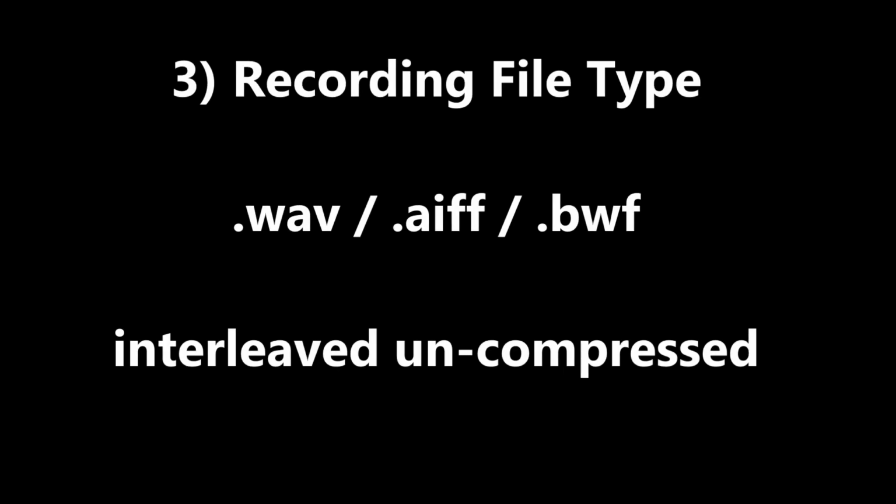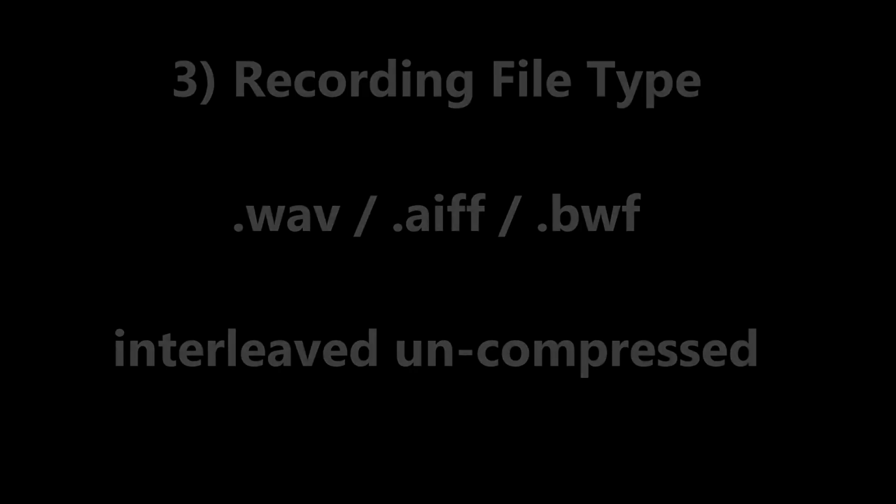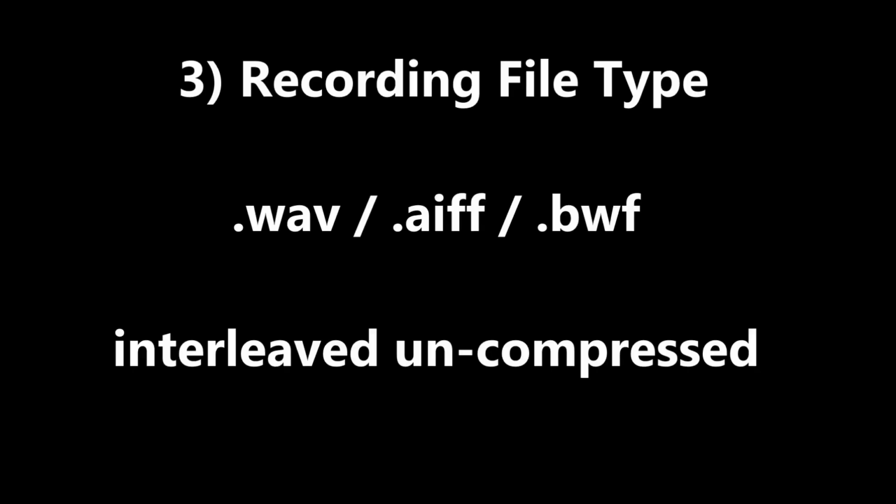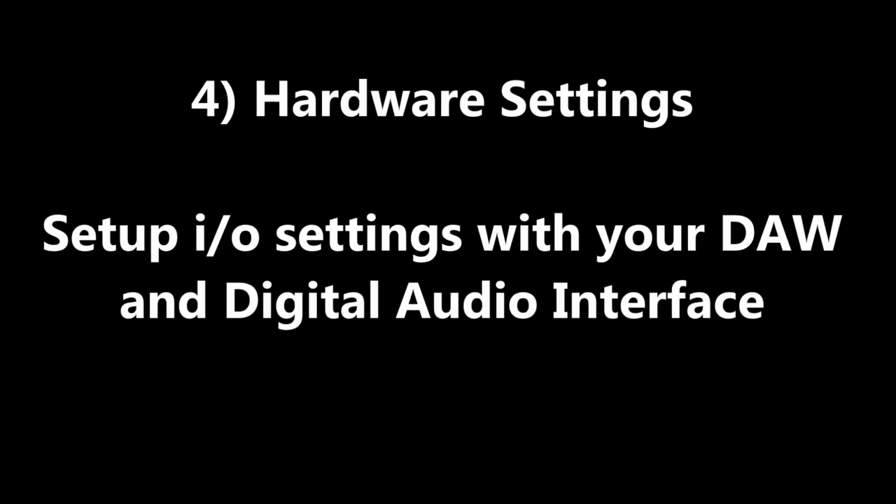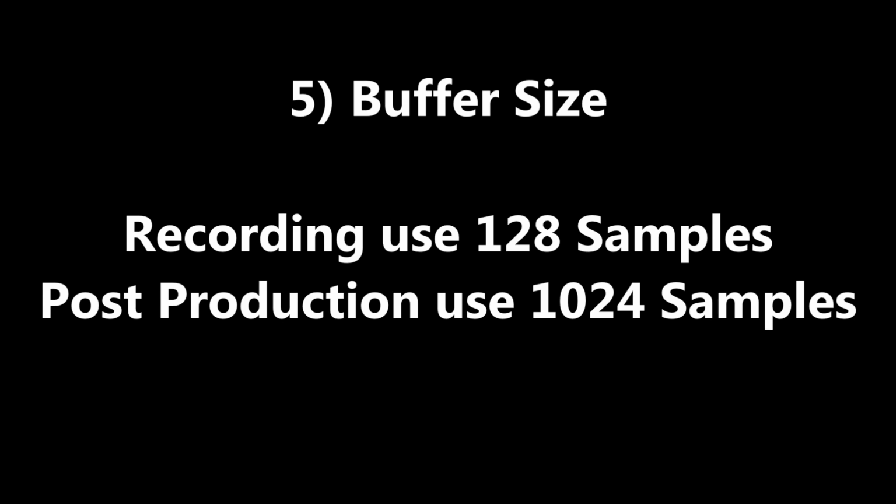3. Recording file types. We want to use uncompressed audio file types such as WAV, AIFF or broadcast wave format, ensuring they are interleaved. 4. Hardware settings. Check that you have configured the DAW to tell your digital audio interface which in and out settings it will be using. And the buffer size. When recording, use a low buffer size, say 128 samples for low latency, while in post-production, increase the buffer size to 1024 samples.